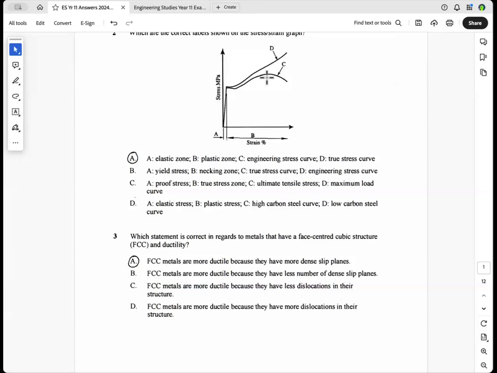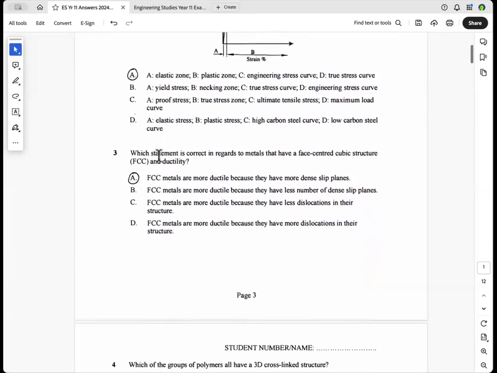So you can see that the load is dropping off as it starts to neck. And this is what happens in a conventional hydraulic driven tensile tester. But what happens if you've got a computer set up to it, it's gradually recording the reduction in cross-sectional area, and so therefore the stress is going up. So this is true stress, and that is engineering stress. So A is the answer there.